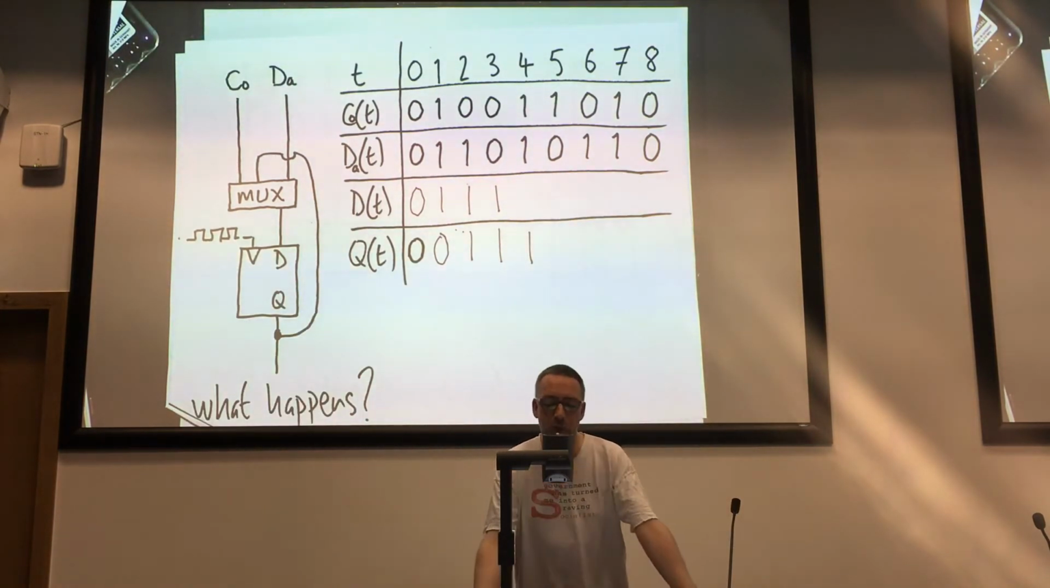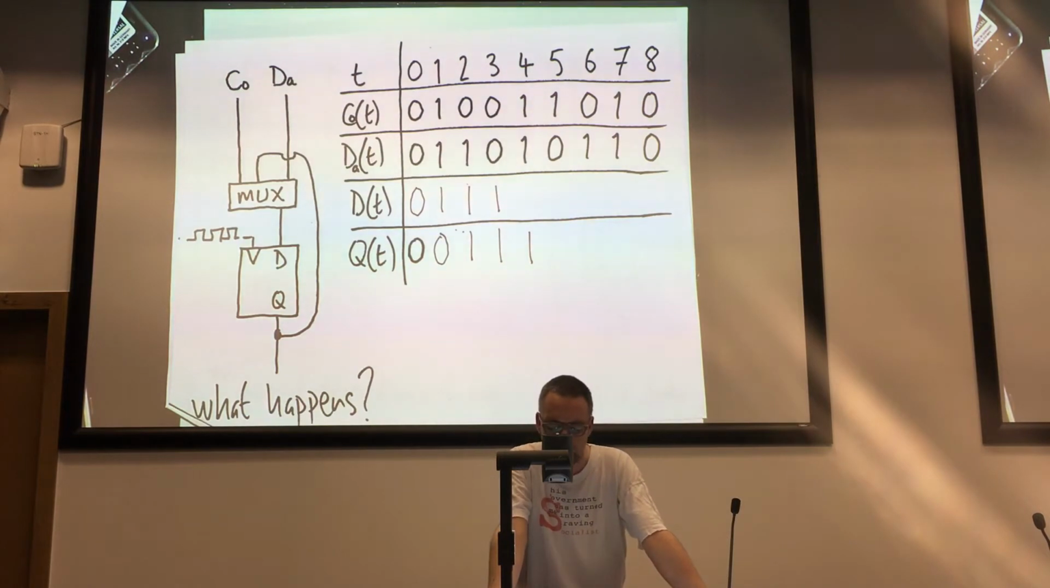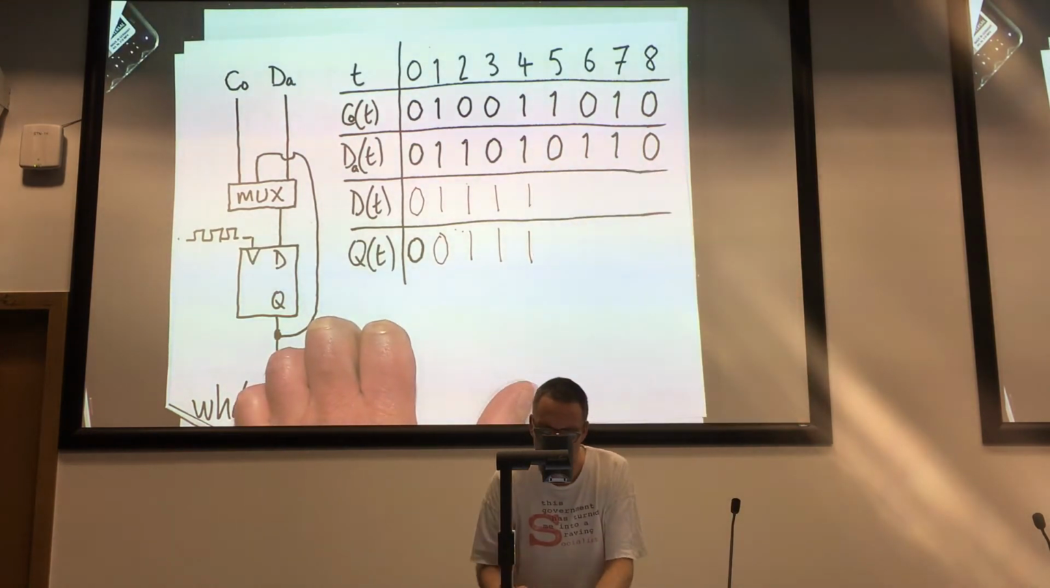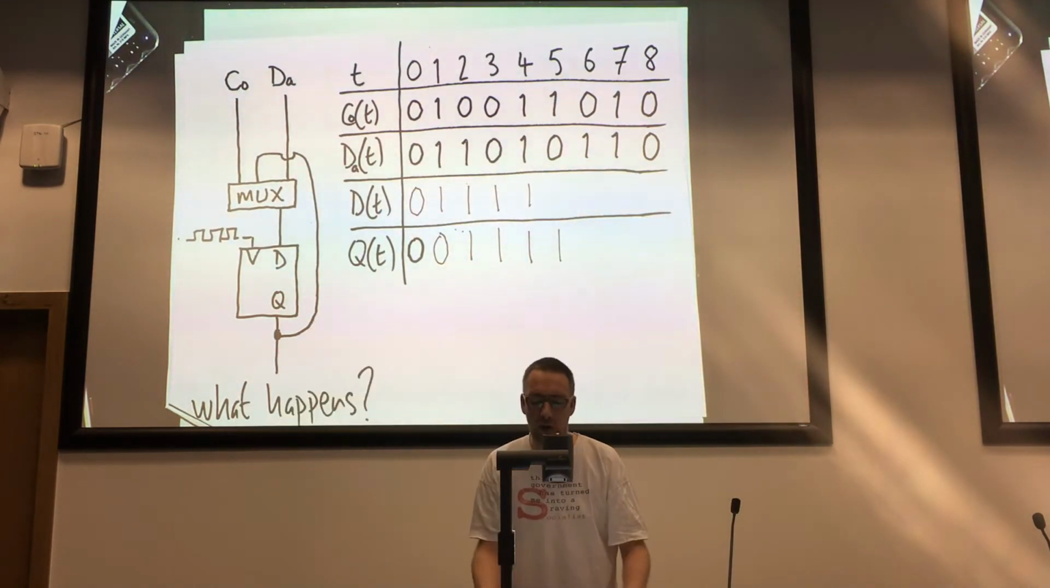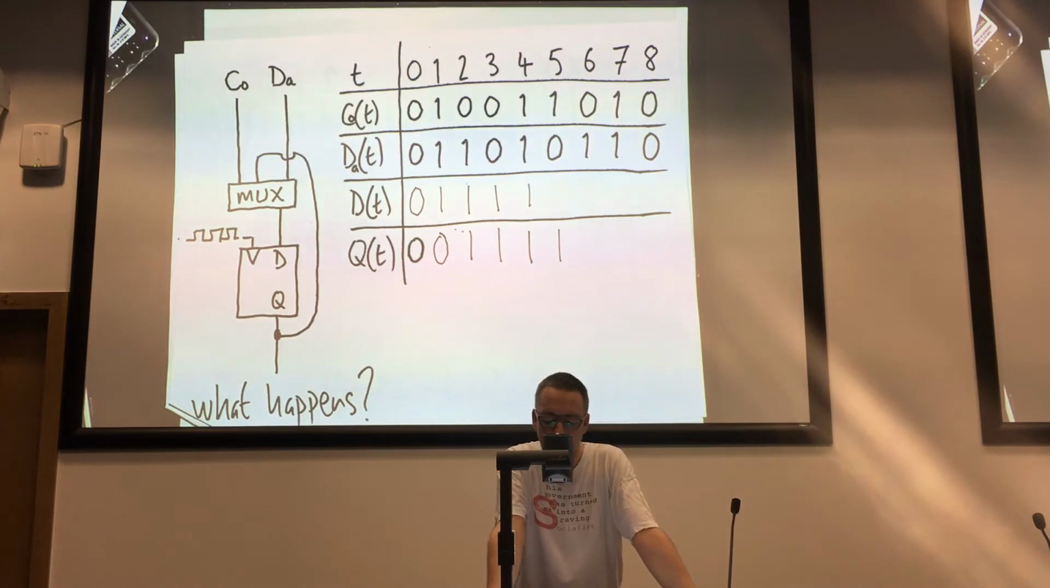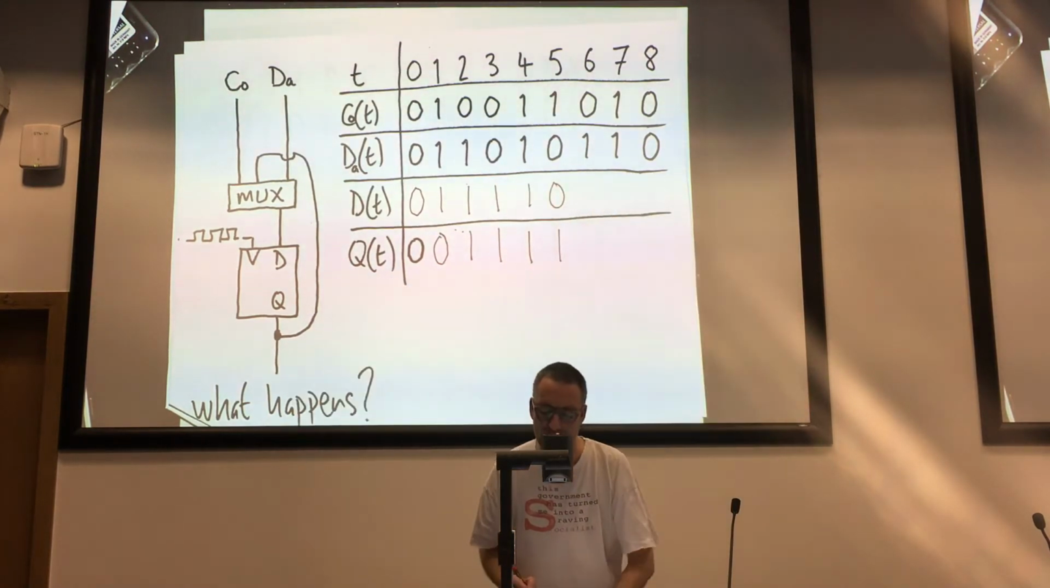Okay. When at time 4, what's the mux going to choose? It's going to choose the data line, so what's D? 1. So what's Q of 5? Okay, at time 5, what's the mux going to choose? It's going to choose the data. What's that making D? 0. So what's Q of 6?